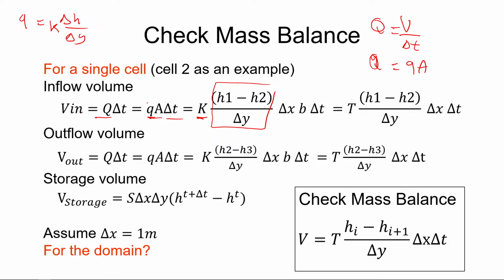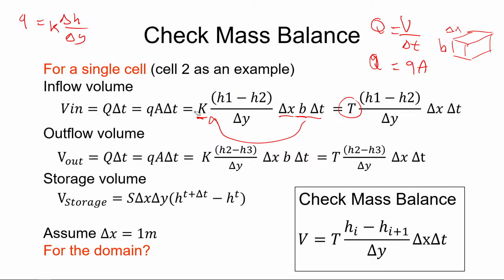So what is the area? My area would be my delta X times my H here, which we call B, and times my delta T. Okay, so I can take the B and the K, that will give me the transmissivity. Again, this is not a groundwater class, so these details are not important, but just in case you're wondering where this came from.